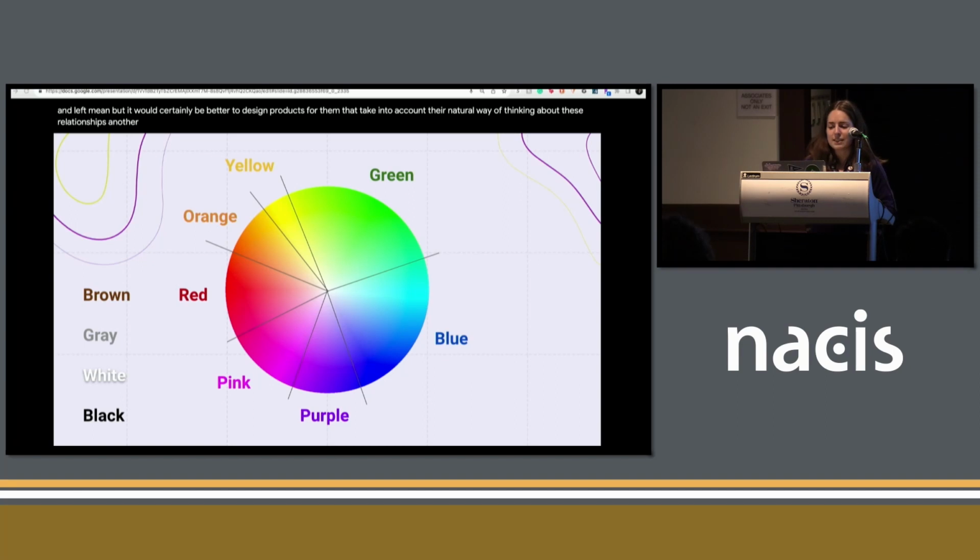Another psycholinguistic consideration that could have a big impact on map perception is color. So in English, we use 11 basic color terms, the 6 colors of the rainbow, plus black, white, gray, pink, and brown. But this is not a universal phenomenon, and different languages have different numbers of distinct colors and different dividing lines between them on this color wheel.